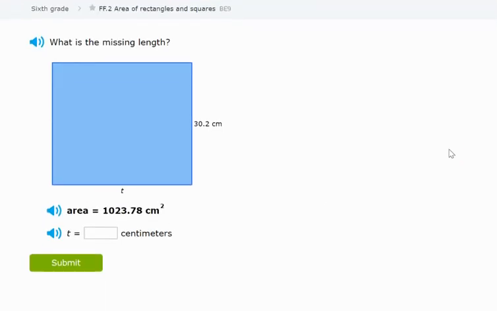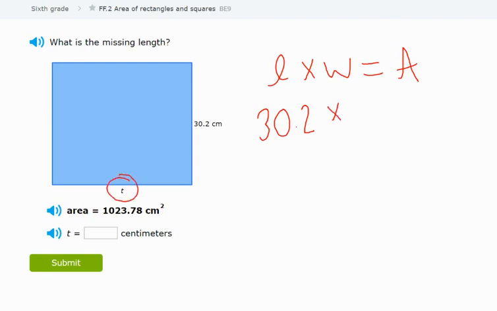In this last question, it says, what is the missing length? And so if I had length times width, which is equal to area, I would have 30.2 times T is my width here, but I'm going to use a W since it's the width, is equal to 1,023.78. And I'm not going to write the centimeter squared because I don't have room.